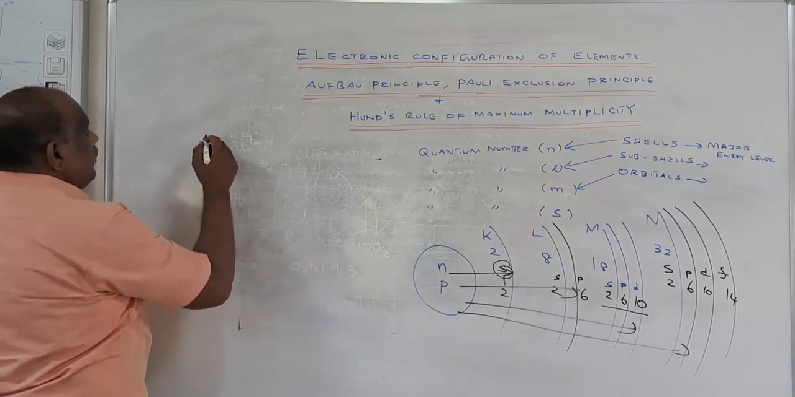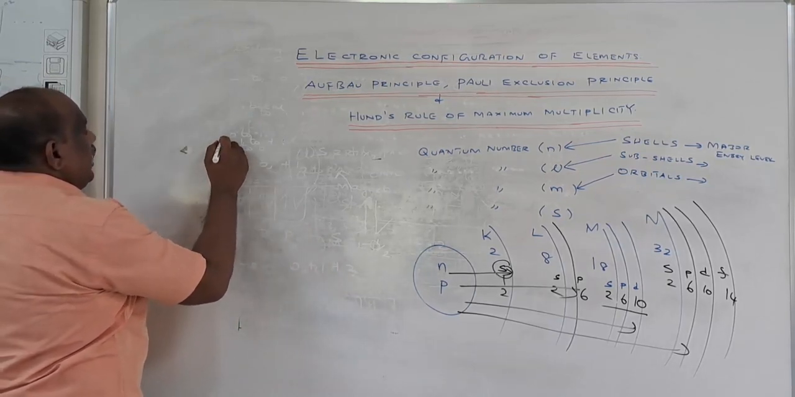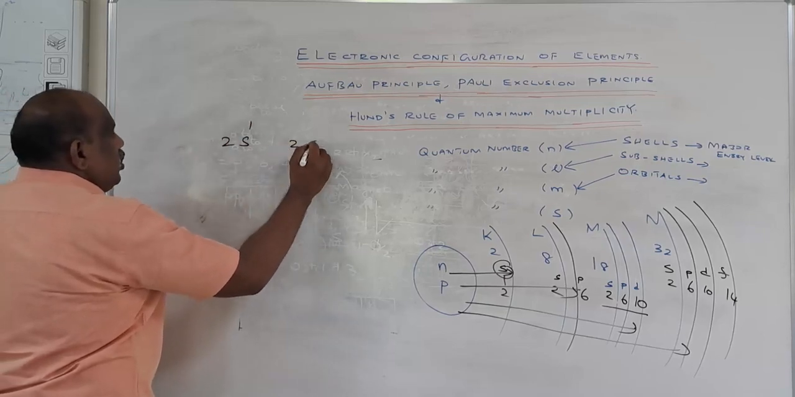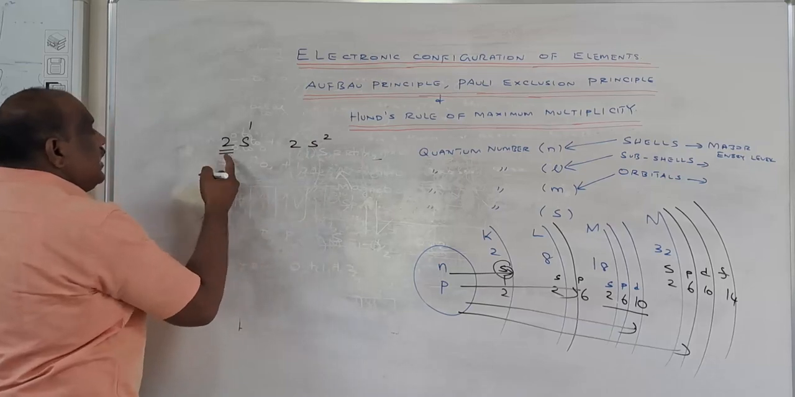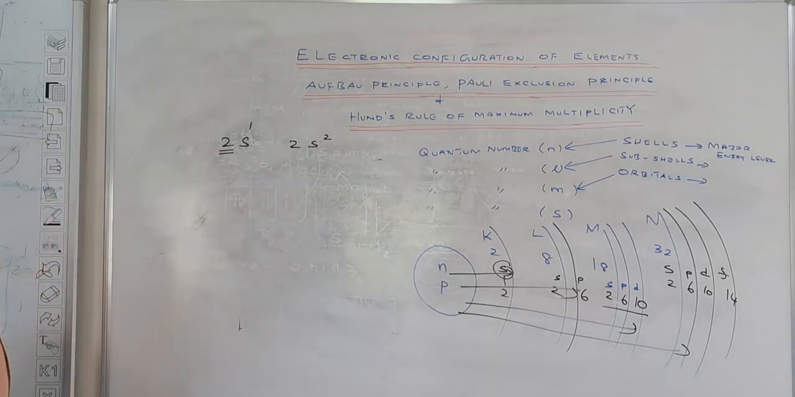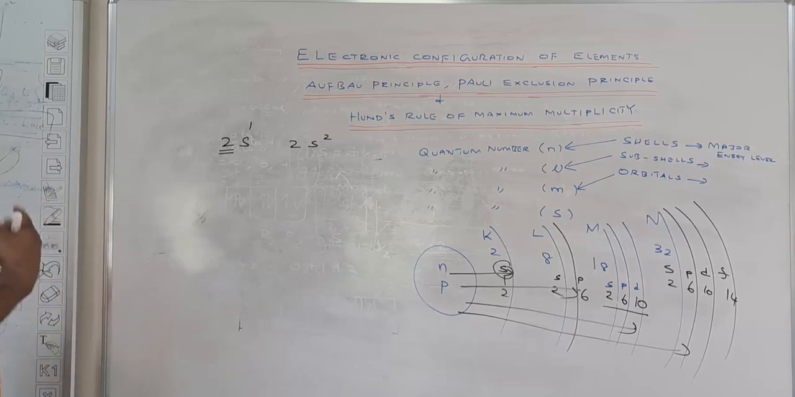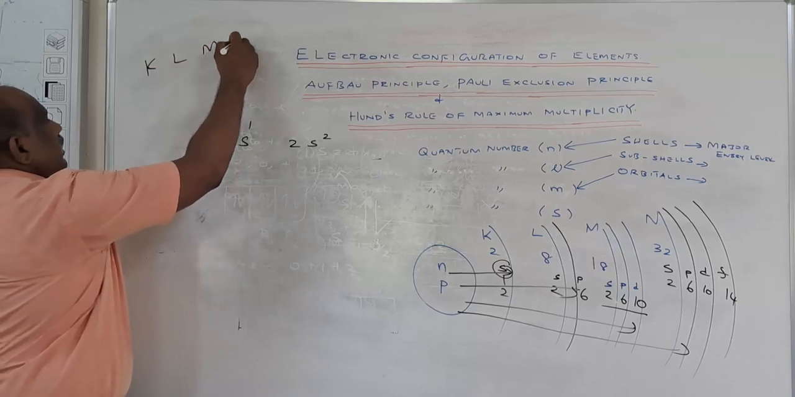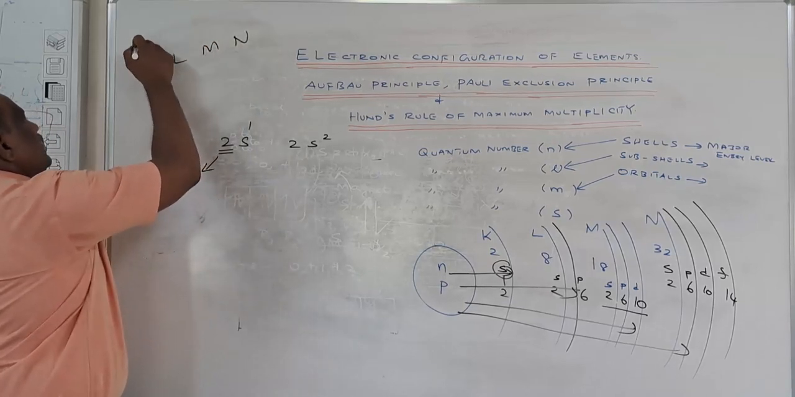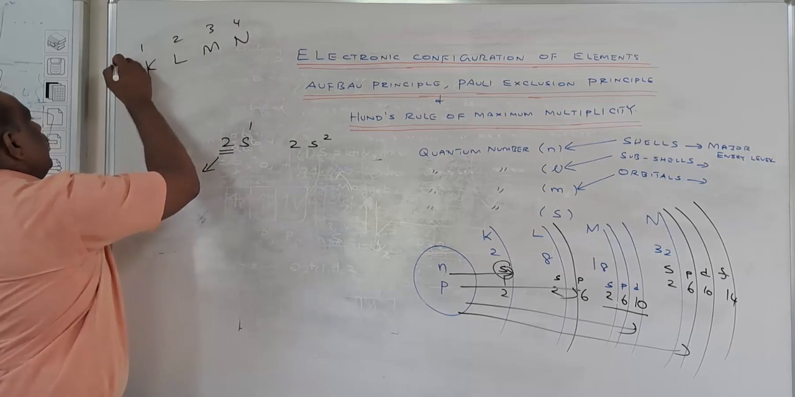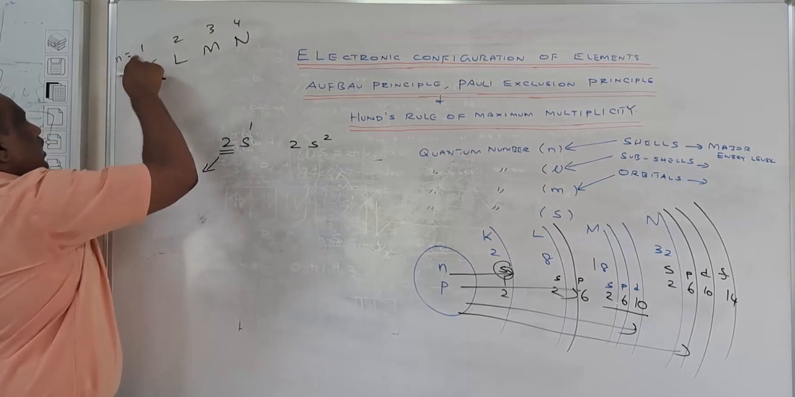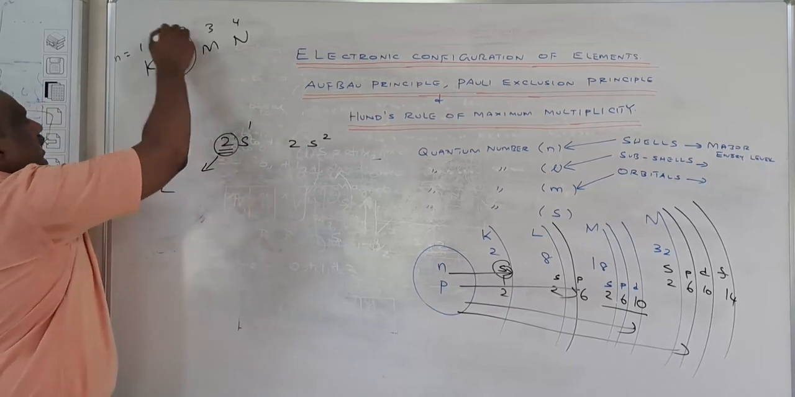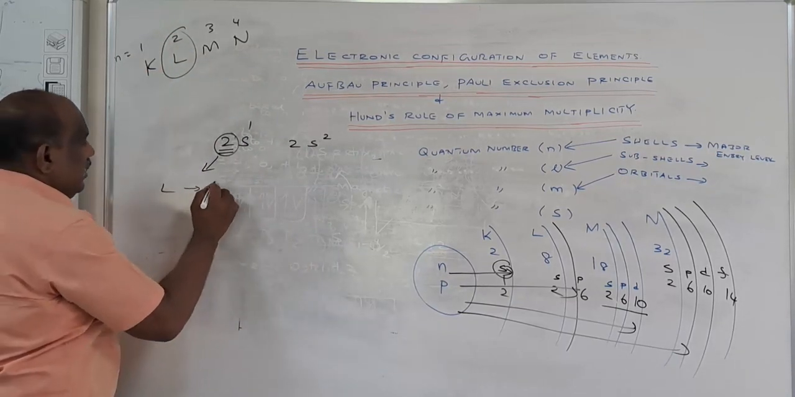Now let us take an electron in 2s. Let us say it is 2s1. The other electron is 2s2. What does the 2 indicate here? The principal quantum number. What does the principal quantum number indicate? It is the second level, L. We know it is K, L, M, N. So my principal quantum number n is 1, 2, 3, 4, and now we have 2. This indicates the principal quantum number, so it is the L shell. It is called the L shell.